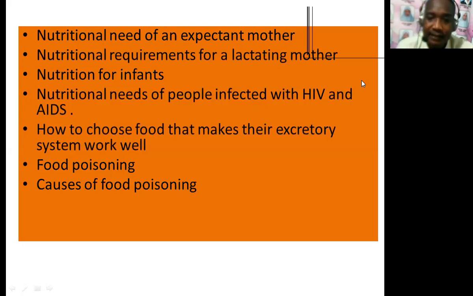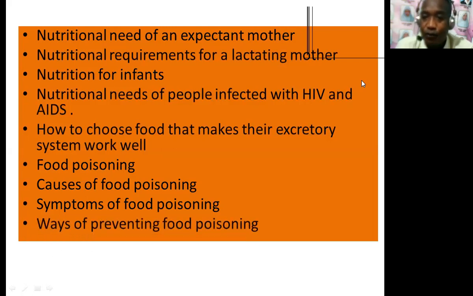What are the symptoms of food poisoning? One is persistent vomiting. Two, violent diarrhea. Three, fever. Four, body weakness. Five, dizziness. Six, constipation. And then lastly, but not least, severe stomachache and abdominal pain.